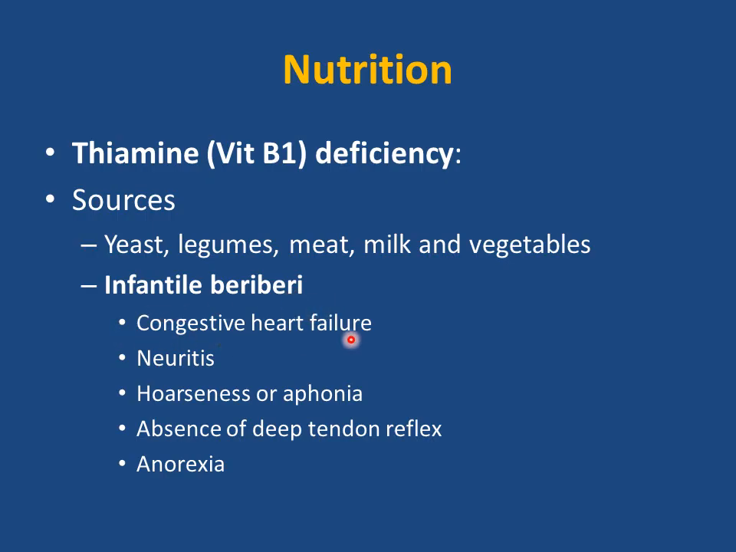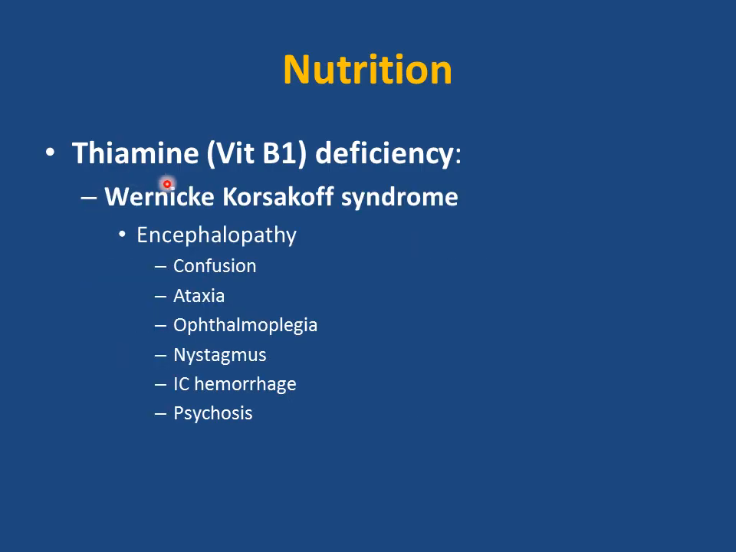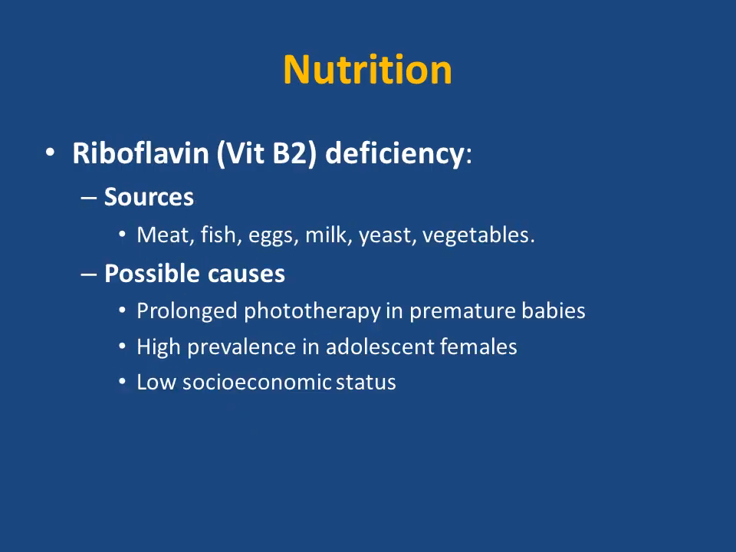They may present with congestive heart failure, neuritis, hoarseness or aphonia, absence of deep tendon reflexes, anorexia. Adults with vitamin B1 deficiency may present with Wernicke-Korsakoff syndrome or encephalopathy. They may have confusion, ataxia, ophthalmoplegia, nystagmus, intracranial hemorrhage, and psychosis. It is a routine for all alcoholics when they present to the emergency department. They receive parenteral thiamine or vitamin B1.